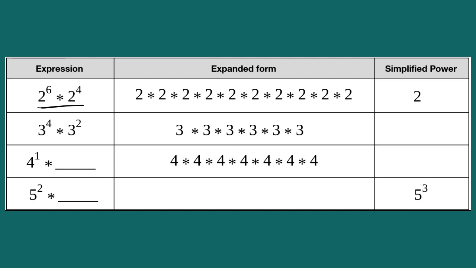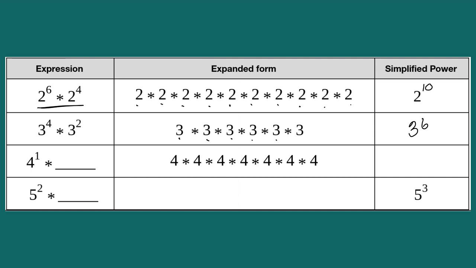Let's count how many times we multiplied 2 by itself. 1, 2, 3, 4, 5, 6, 7, 8, 9, 10. So the simplified power that I would write over here is 2 to the 10th. Let's see what happens when we multiply 3 to the 4th times 3 to the 2nd. That's 3 times itself 1, 2, 3, 4, 5, 6 times. So that's 3 to the 6th power.